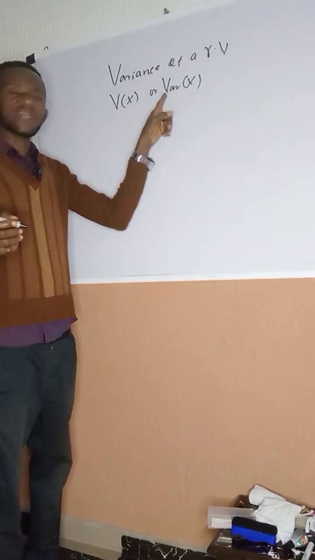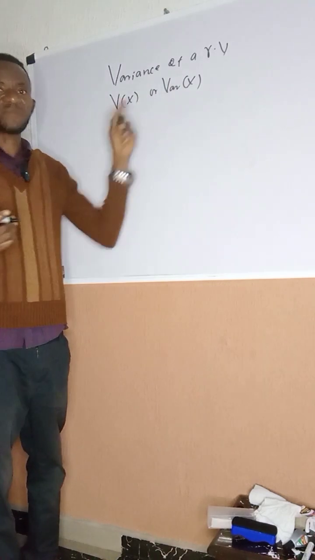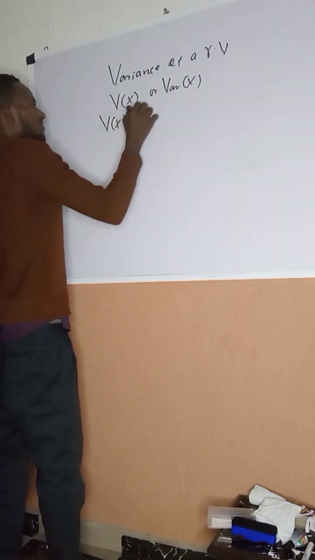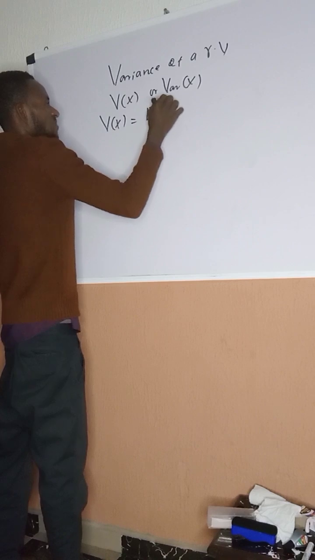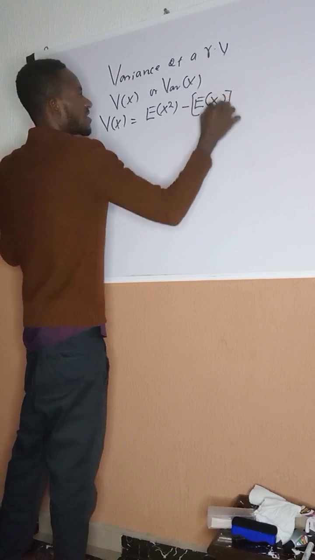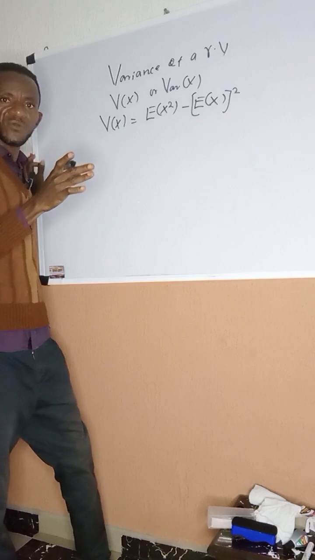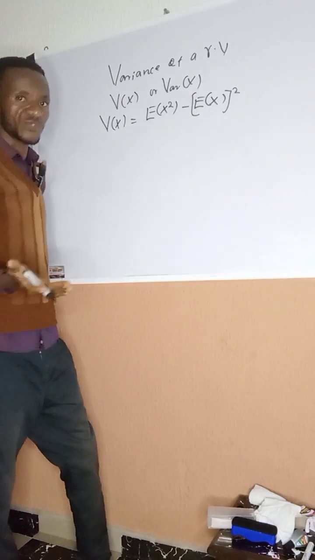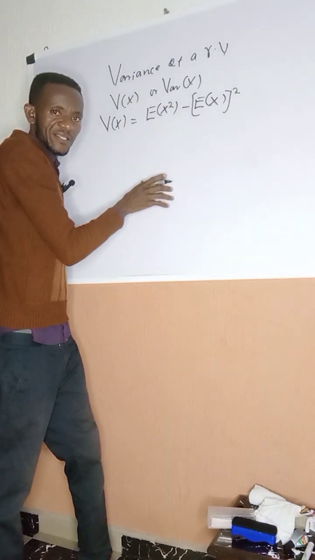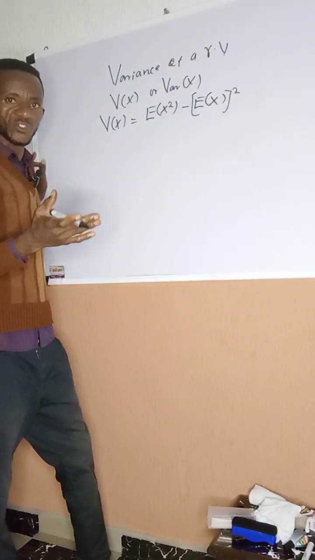Or VAR here stands for variance and X here stands for the random variable. And it is expressed that Var of X is given as E of X raised to power 2 minus E of X all raised to power 2. This is the expression of the variance of a random variable, be it discrete or be it continuous. So when it becomes discrete, we are going to express what it is like. And when it is continuous, we are going to express it just the way it should be.